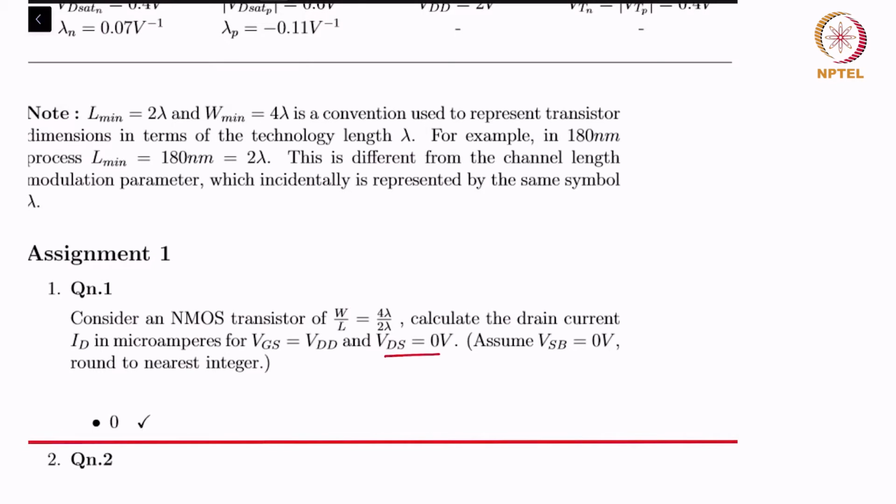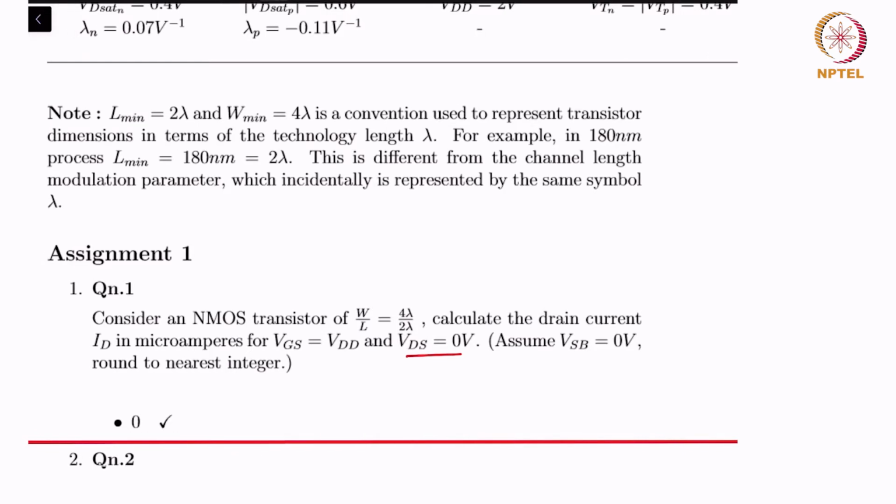So in the first problem, we are given straight away that VDS is equal to 0, and you know the drain current equation for an NMOS transistor. Current is flowing like that, so this must be the drain and the source. The equation for ID is Kn prime W by L times Vmin, sorry, not Vmin, VGS minus VTN minus Vmin by 2 times Vmin, right?